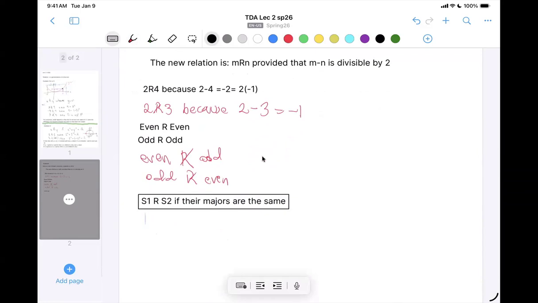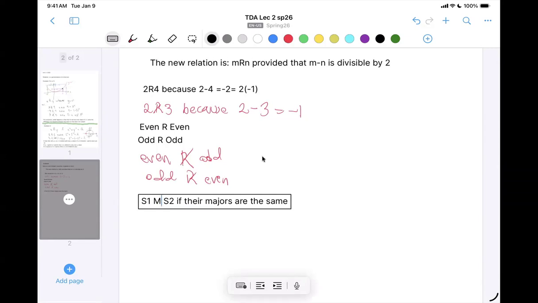Okay, instead of using the letter R, I'll use the letter M for majors. So I'll say S1 M S2, like majors, right? They are related, but I'm just calling it M to give it some more meaning. So just think of M here as R. Two students are related if they have the same major.